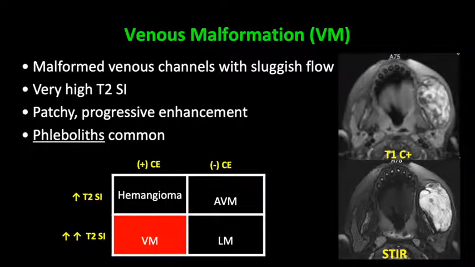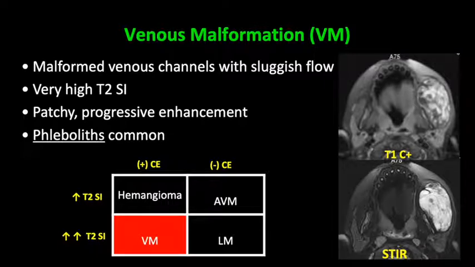They're kind of sacs of blood, and because the flow is sluggish in them, they tend to enhance in a very patchy and non-uniform way that will often fill in if you image at a later time. So patchy progressive enhancement is really characteristic, as you can see on the upper image on your right-hand side.